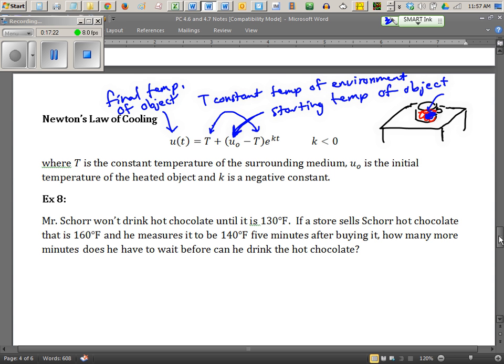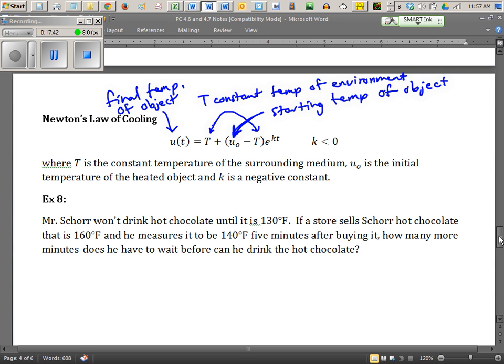This one's kind of a complicated scenario. You've got a hot cup of coffee in a warm room that's cooling off, but the ice cube is in the hot drink warming up. So you might need to do the law twice or something to figure this one out. But my point is to show you that capital T is the surrounding environment's temperature, and that U naught is the starting temp of the object.